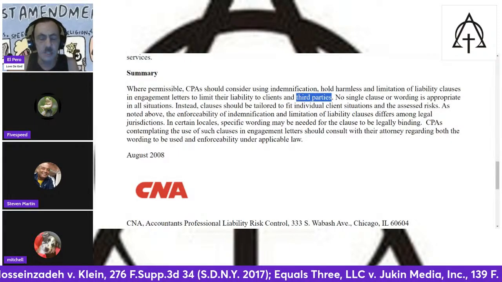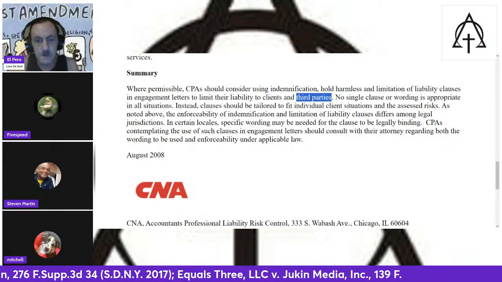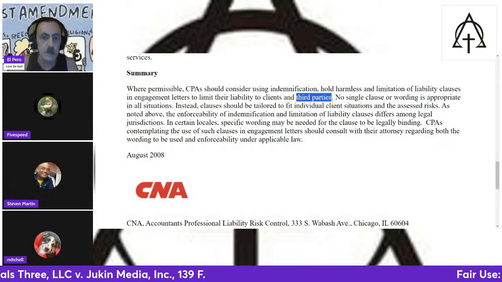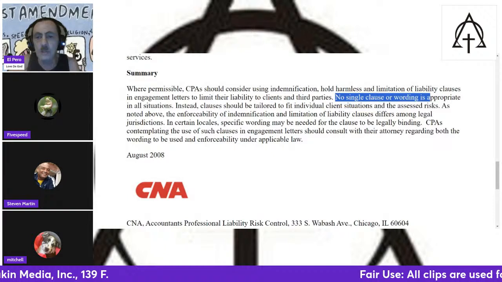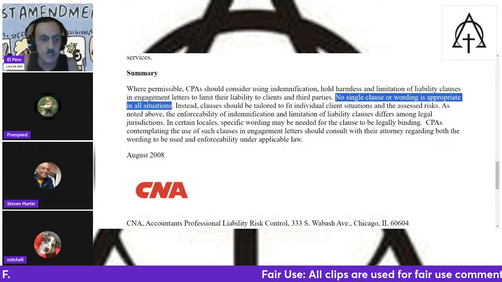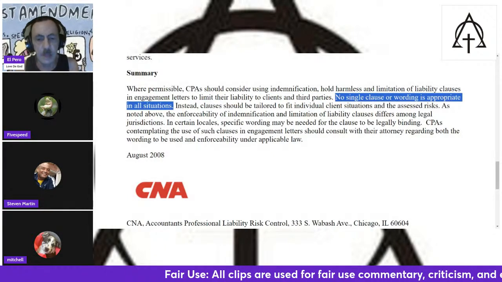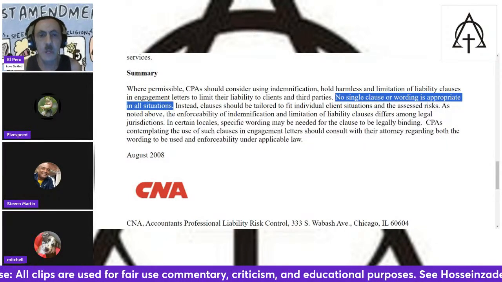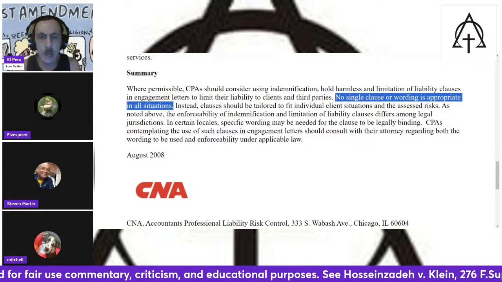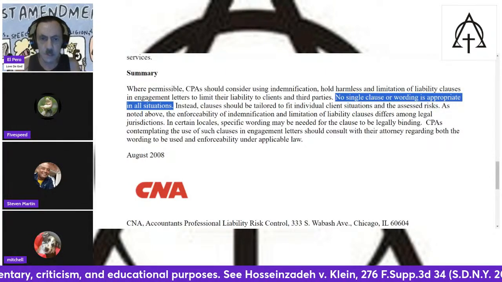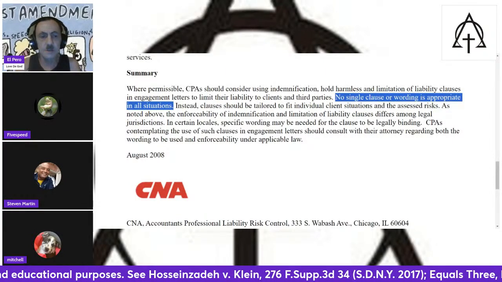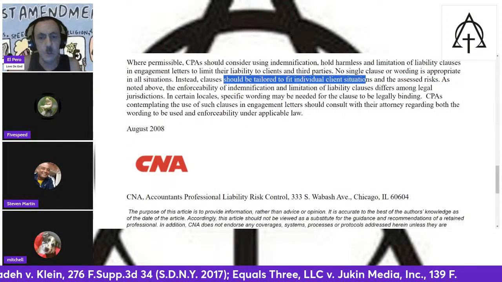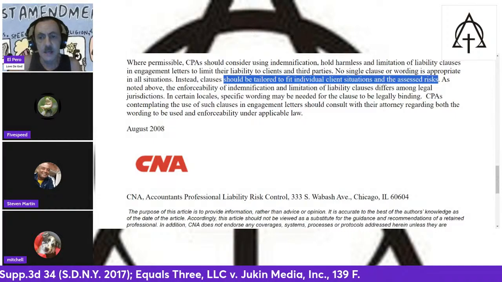As third party, customer agrees to make third party payment as that third party, so long as it's understood that credit is given to the customer's account. No single clause or wording is appropriate in all situations. This is why it's important to learn the language, because you have to be able to write your own. You have to be able to make your yay, and your nay, according to your firsthand experiences and qualifications. Instead, clauses should be tailored to fit individual client situations and the assessed risks.